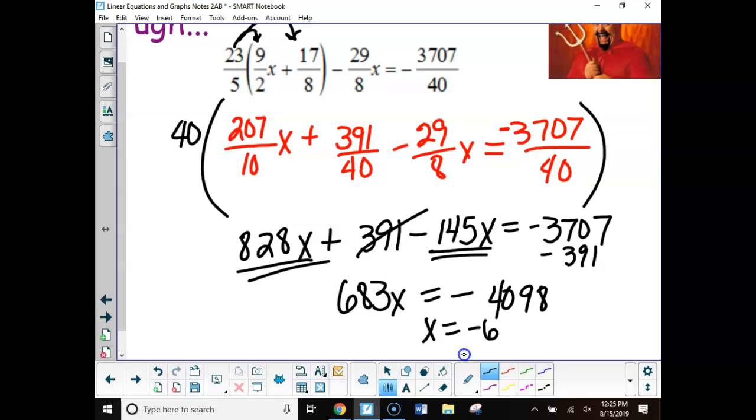Questions? You think you can attempt those ones on 3A now tonight, if you didn't already? If you did them as decimals, please go back and do them as fractions, okay?